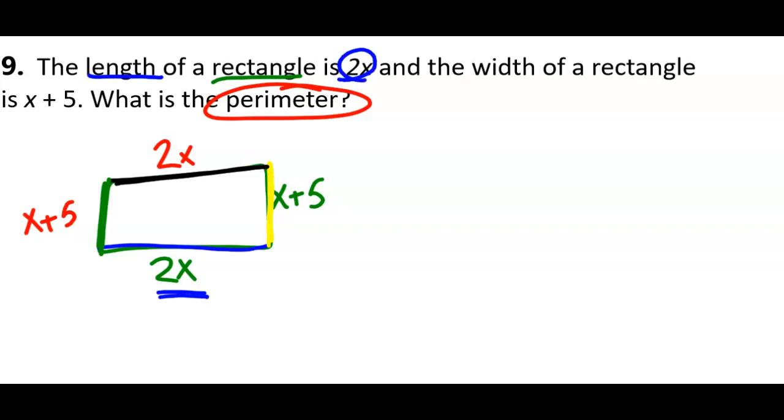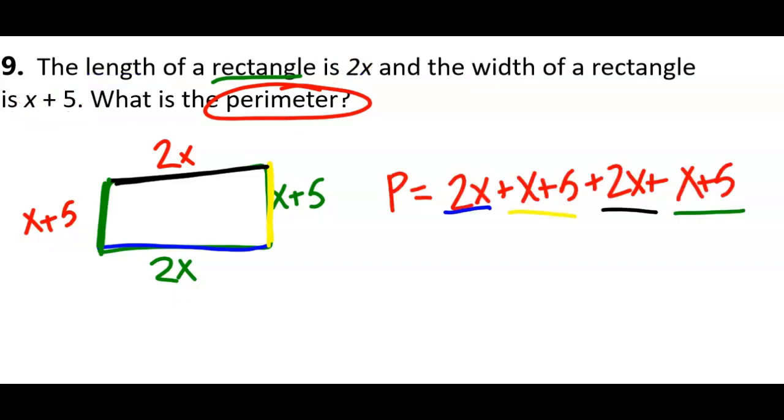And my width is x plus 5. And that's why this x plus 5 is here and this x plus 5 is here. Okay, I'm finding my perimeter. I'm going to give you this part. P equals 2x, so all I did was list this 2x, plus this x plus 5, plus this 2x, plus this x plus 5. I want you to find the answer to this.